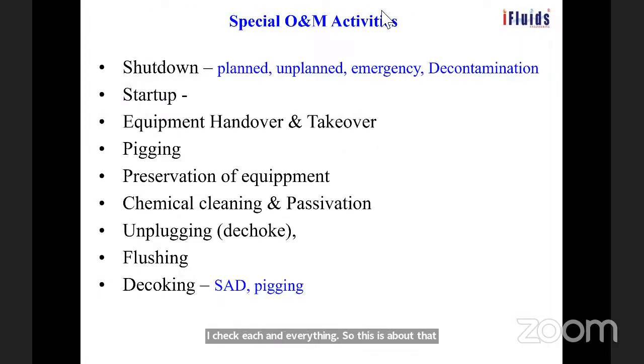And special O&M activities: shutdown, unplanned emergency, emergency decontamination and startup, equipment handover, takeover, pickling. Pickling I already told yesterday. Preservation of equipment, chemical cleaning, unplugging or dechoking and flushing, decoking. These are the SADs, steam air decoking. Nowadays in the units, they avoid that, they go for pigging.